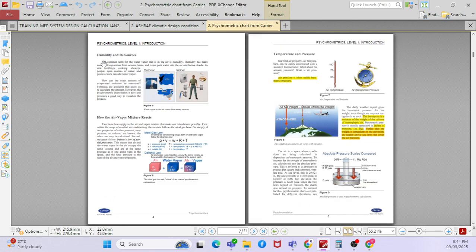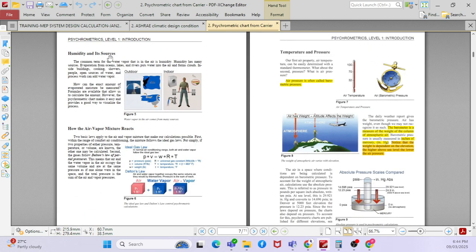Okay, and if you go to that, what is humidity and its source? From the humidity, where does it come from? That is the basic understanding, right? And how the air-vapor mixture reacts with temperature and pressure.